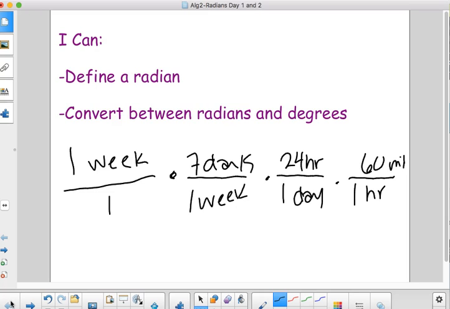So the whole thing is, why do you know that this day has to go on the bottom? Exactly. If you have the same thing on top and bottom, they cancel. And then in the end, if you want to know minutes, that's what's left over. This is called dimensional analysis.